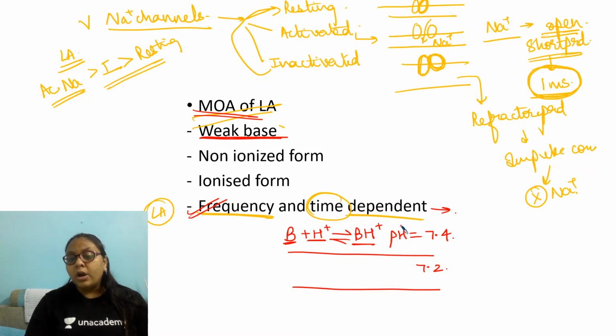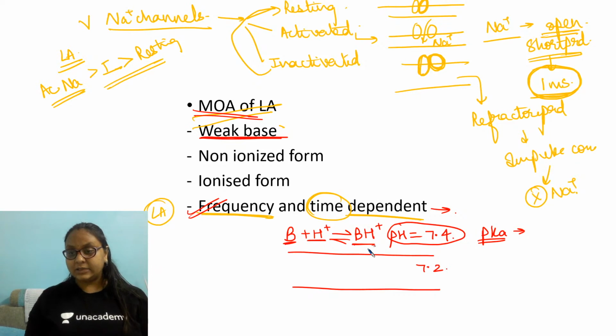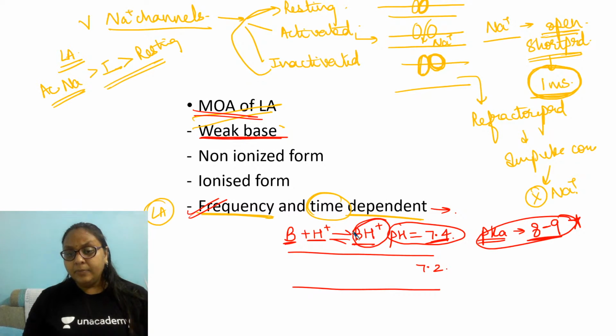they will act with the hydrogen ions and convert into the ionized form, right? Now as they are weak bases, their pKa, that is the dissociation constant at which the ionized and the non-ionized forms are equal, that is 50%, is around 8 to 9, remember this, okay. So this is an acidic medium because the pKa is 8 to 9, so more of it is present in the non-ionized form than in the ionized form.